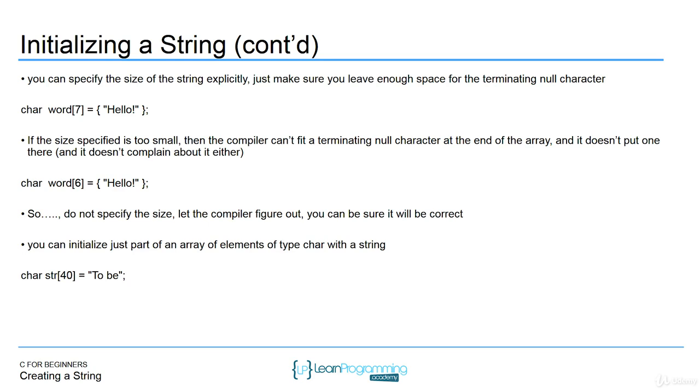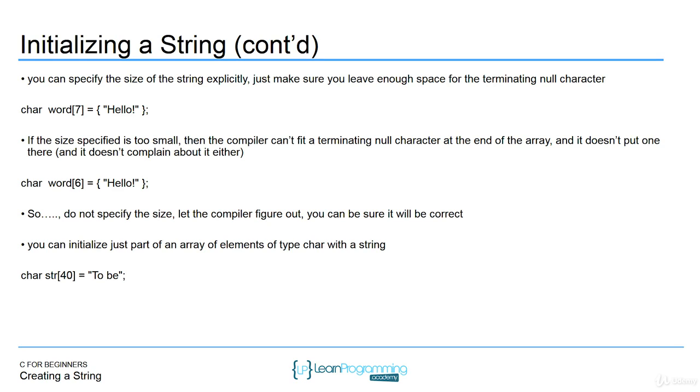Do something like make it a larger size and then just put it in there, and it will figure out the size for you. So do not specify the size. Let the compiler figure it out. This way you can be sure that it's going to be correct. Just leave those brackets as empty brackets and assign it with the assignment operator, and then inside double quotes you can just put it. You don't even need the square brackets. This is the best practice. We'll go through an example.